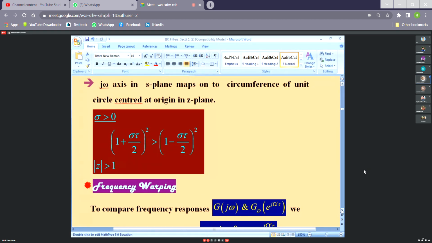To understand the intricacies of this transformation method, we describe a phenomenon that takes place here that is known as frequency warping or distortion.